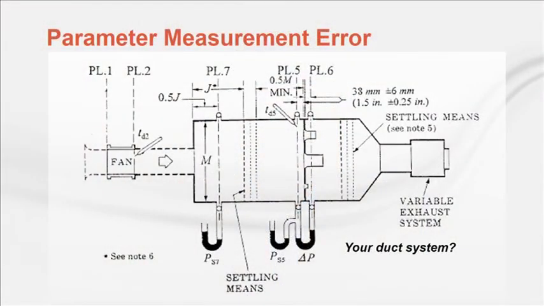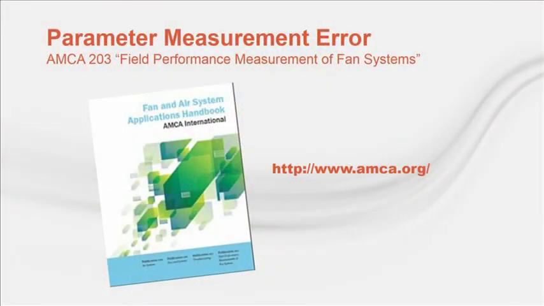Some designers want to verify fan performance in the field to make sure the fan works as predicted by the manufacturer's fan curve. I always want to ask, does your duct system really look like this test chamber? Because if it doesn't, the as-installed fan curves won't be the same as the catalog fan curves. It's simply not easy to duplicate published fan curves in the field. AMCA 203, a publication included in the AMCA Fan Application Manual, includes detailed guidance for designing and performing field tests.